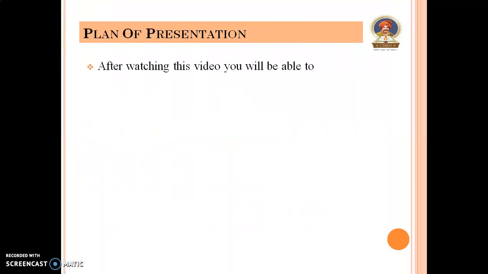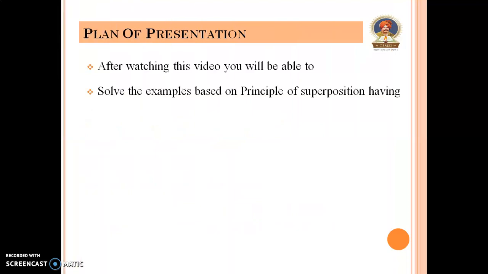After watching this video, you will be able to solve the examples based on the principle of superposition having step cross-sectional area, that is, varying cross-sectional area.